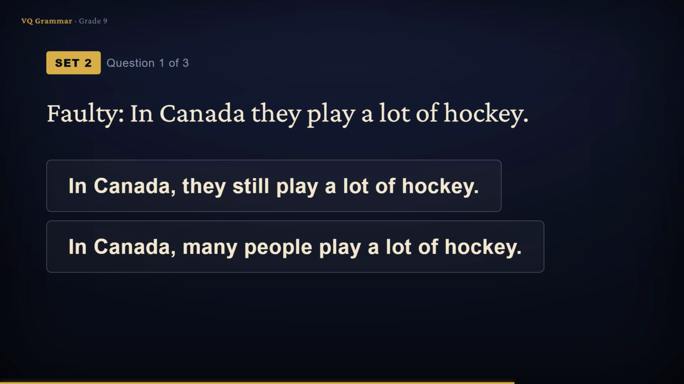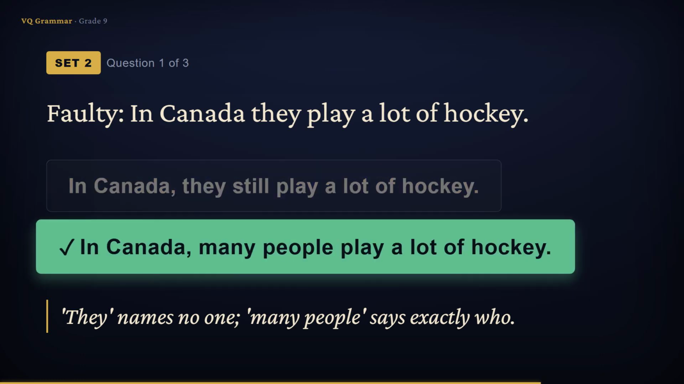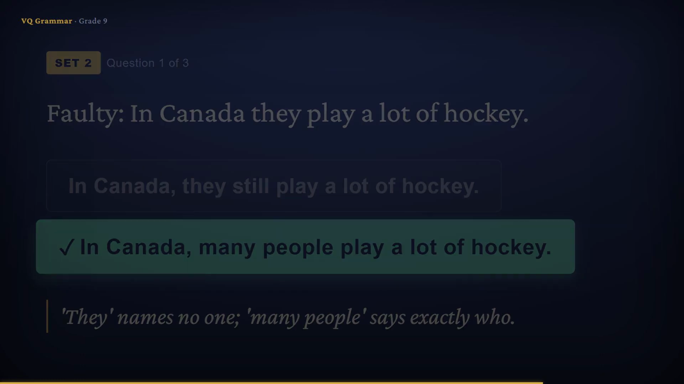In Canada, they play a lot of hockey. The problem is they. It doesn't name anyone in particular. It's the indefinite they. The first revision just keeps that vague they, so it doesn't help at all. The second one names who we mean, many people. That's the real fix, so the answer is the second option.